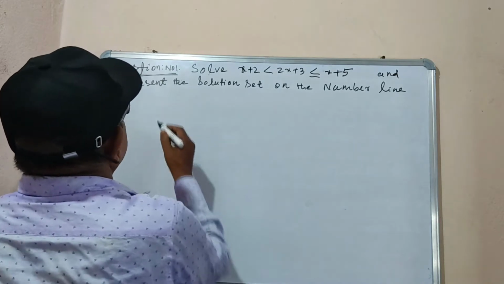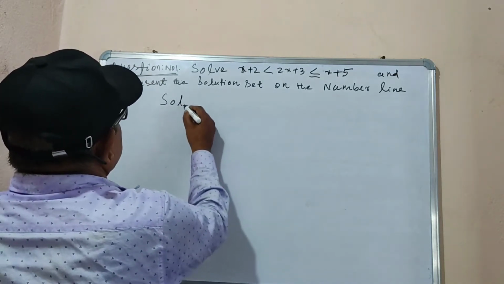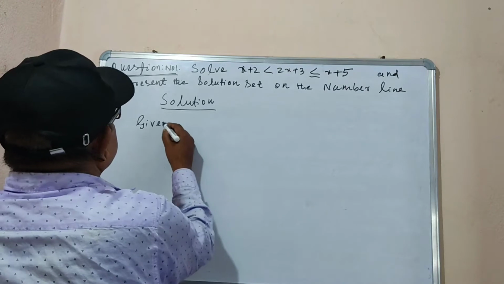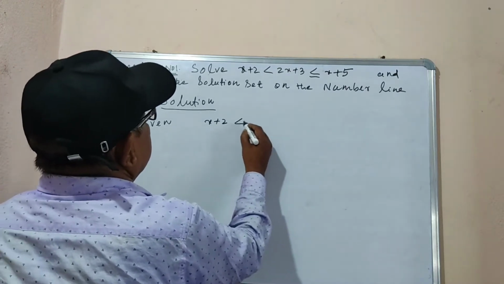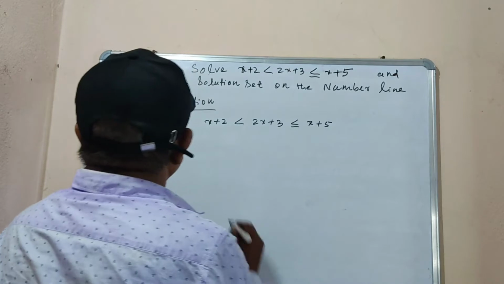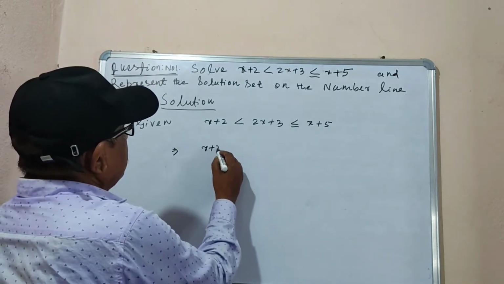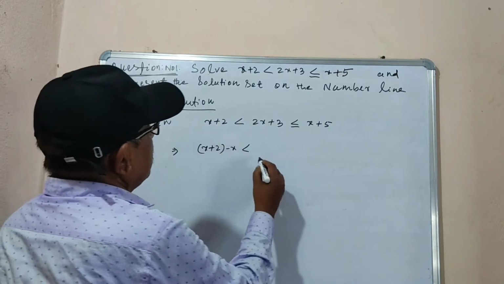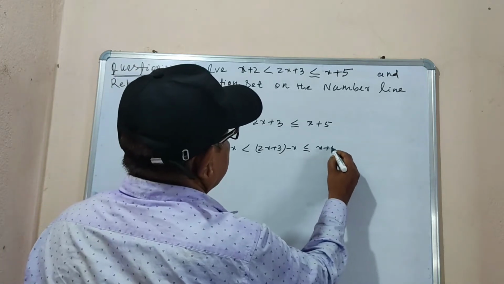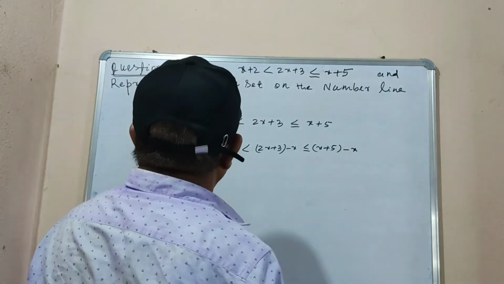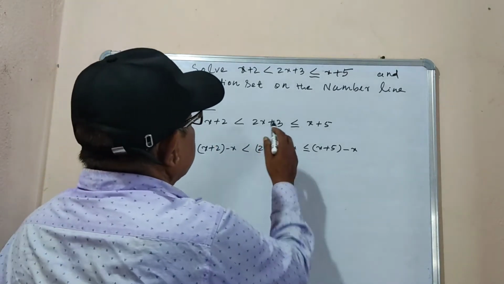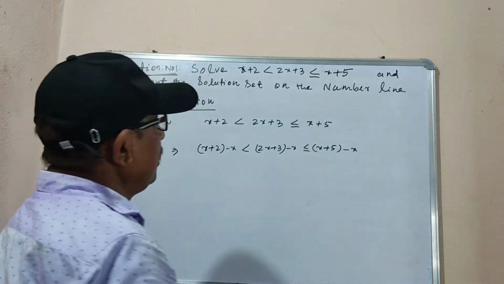Now you start to solve this. First you write solution, then given x plus 2 less than 2x plus 3 less than or equal to x plus 5 implies x plus 2 minus x less than 2x plus 3 minus x less than or equal to x plus 5 minus x. That is, we subtract x from x plus 2, 2x plus 3 and x plus 5. The inequality is unchanged.